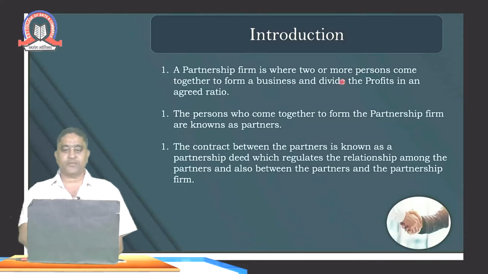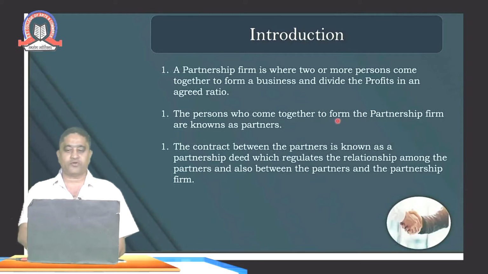A partnership firm is where two or more persons come together to form a business and to divide the profits in the agreed ratio. Whatever the agreed ratio is depends upon the content mentioned in the partnership deed. If there are two or three or more partners, they come together for the motive of forming a partnership firm, and to carry on the business, they divide the profit as well as the loss ratio, and they mention it in the partnership deed.